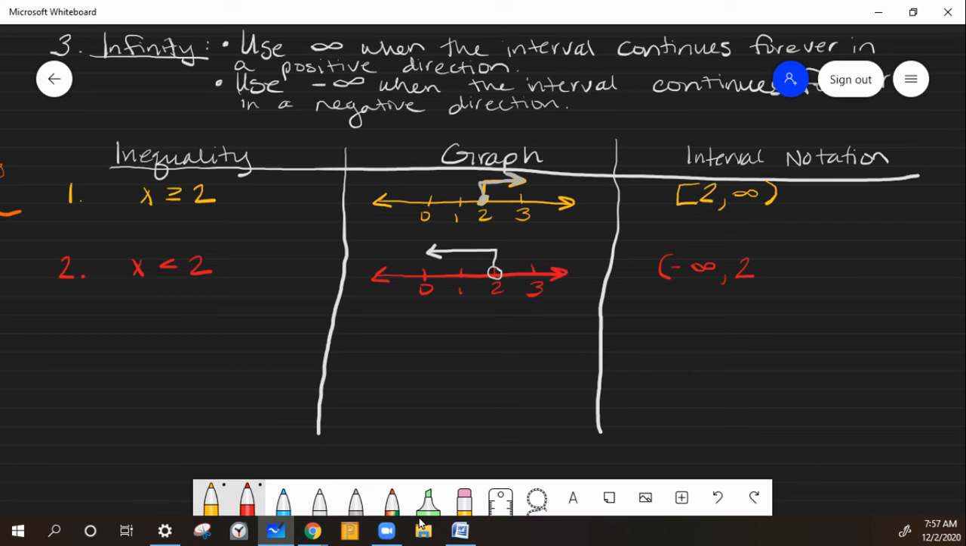I need to close my notation, but do I close it with a bracket or a parenthesis based on what we wrote above? Think about it. Does it actually equal 2 ever? No, it does not. And so I end my interval notation with a parenthesis. And this is my interval notation for x is less than 2.